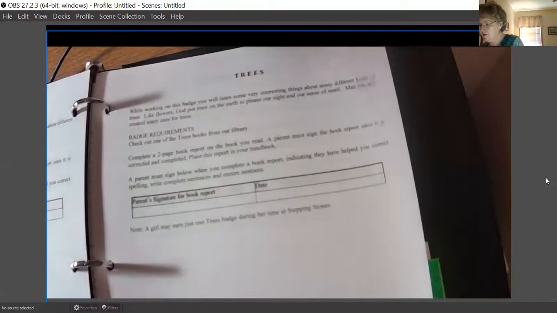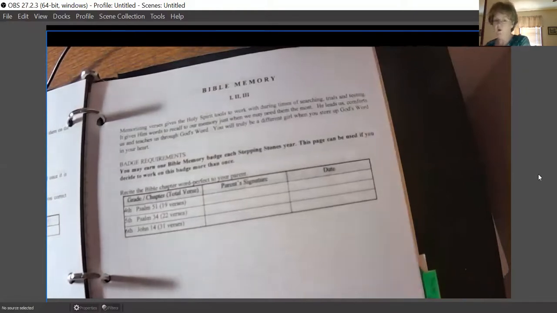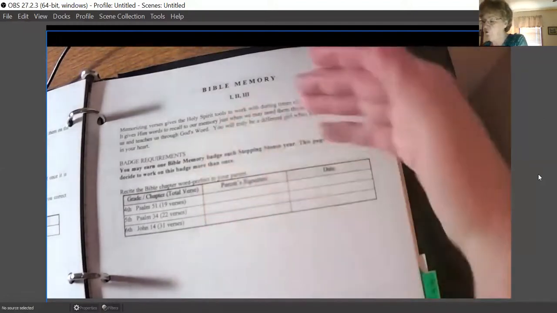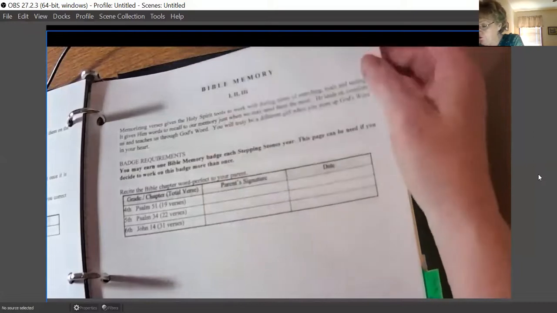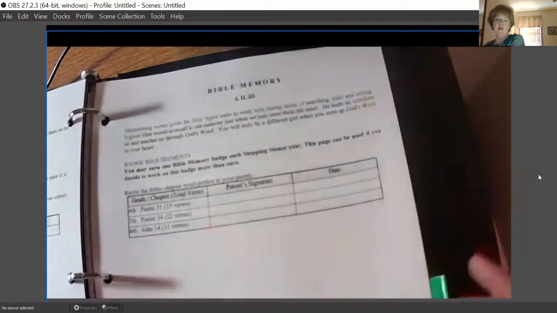Pets, trees, and wildflowers all pretty much have the same requirement. And then the last category is the spiritual life badges, which are the only badges that they can earn year after year. Bible memory one, Bible memory two for the second year, Bible memory three for the third year. And the mom would sign when the girl has her chapter memorized, word perfect.